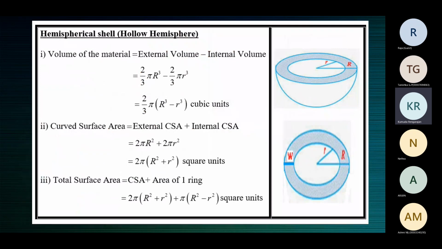All right. So the volume of the material in a hollow hemisphere will be external volume minus internal volume. The external volume formula is 2 by 3 pi r cubed. So 2 by 3 pi capital R cubed minus 2 by 3 pi small r cubed. When you take out 2 by 3 pi common, you get R cubed minus r cubed cubic units.